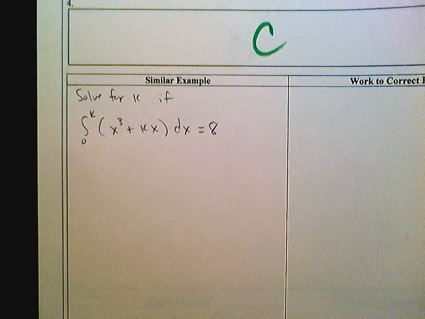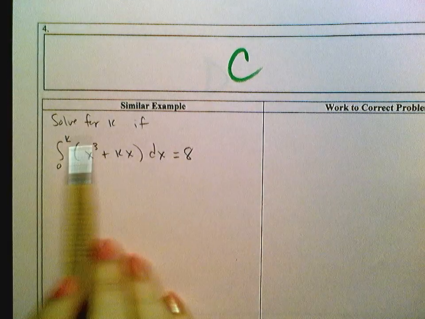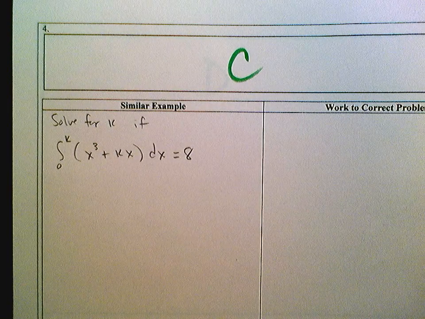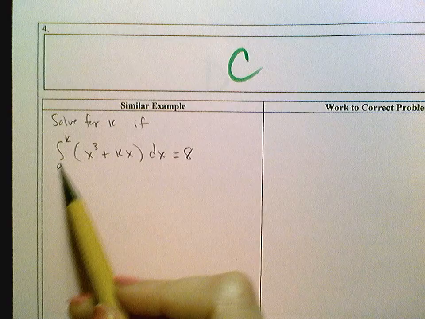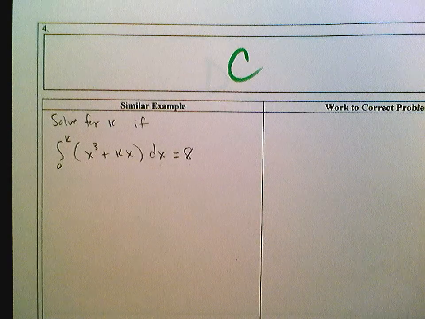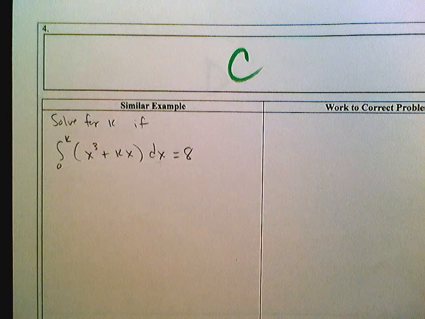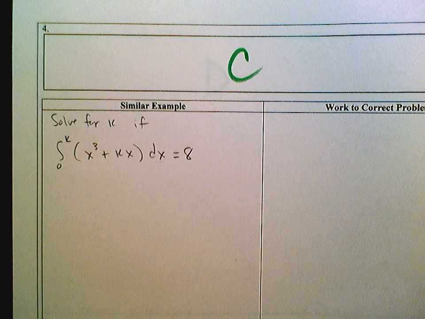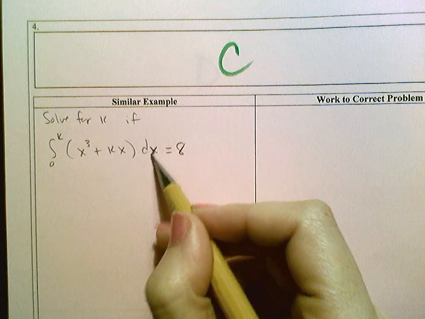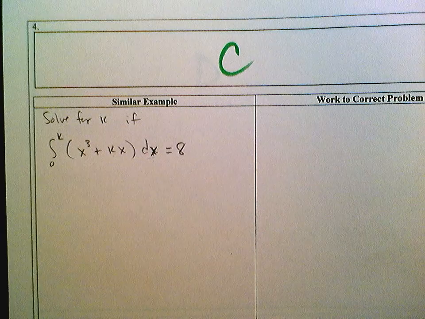And I'm going to keep going. Okay, so this is an interesting one. I like it. So the answer is C. And here we want to solve for k. This is the integral from 0 to k of this function with respect to x equals 8. Now here's a clue, guys. Sometimes you wonder why they do the dx. It actually tells you what the independent variable is. So the fact that there's a dx at the end means that k is some constant. It's not the independent variable. So I think that's helpful.